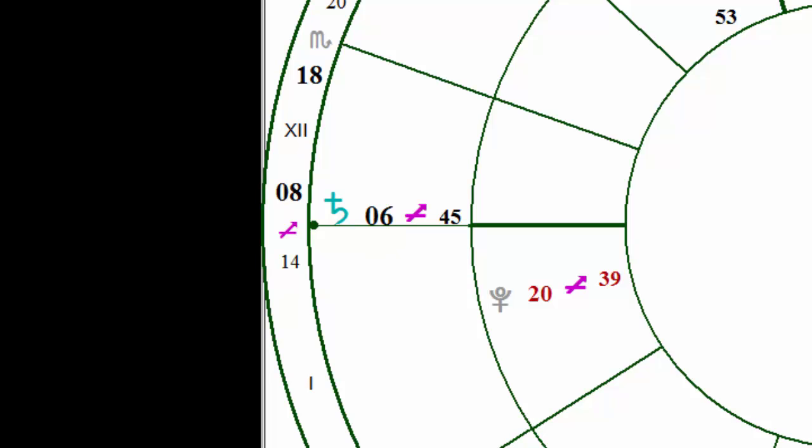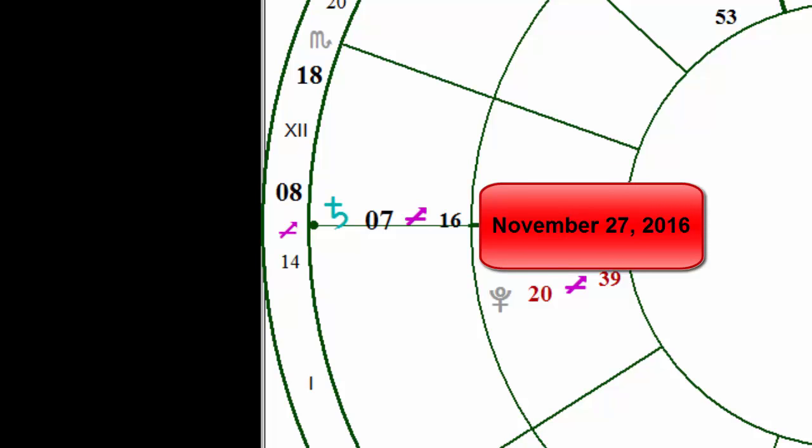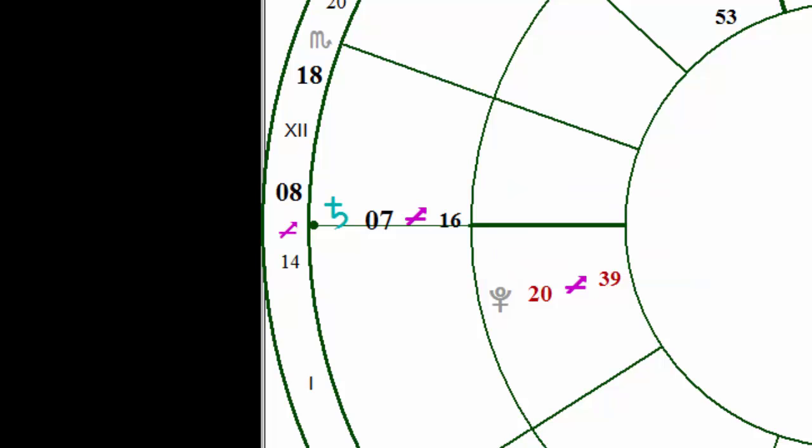8/14. So we will go forward now one day at a time. 6:54, 6:58, 7:03, 7:08, 7:12, 7:16. On November the 27th of 2016, Saturn will be within orb of conjuncting the United States ascendant.